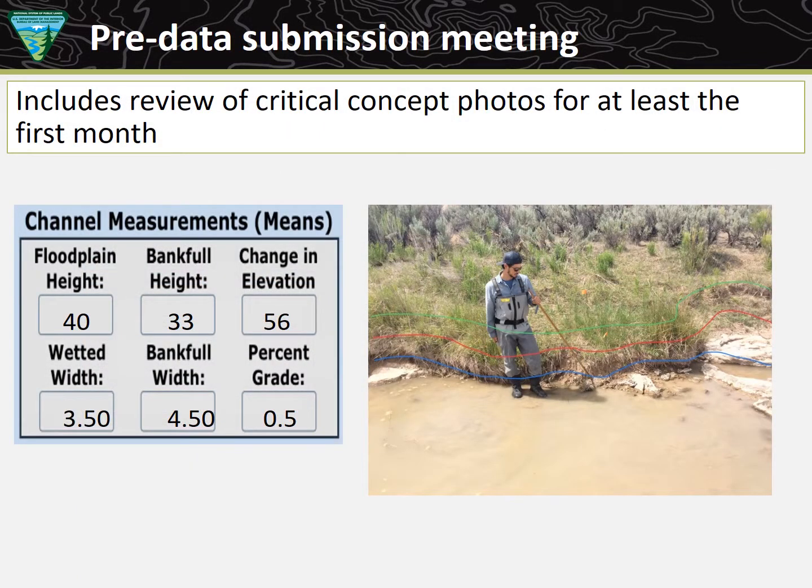The process of identifying scour line, bankfull, and floodplain geomorphic features, i.e. critical concepts, are particularly error-prone. Therefore, data reviews should also include review of critical concept photos for the first month of data collection. For more information about these photos, please see the supplemental photo protocol, and for more information on the pre-submission data process, watch the data backup and submission video.